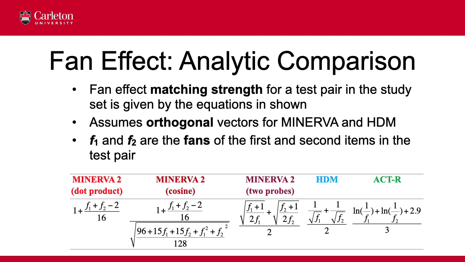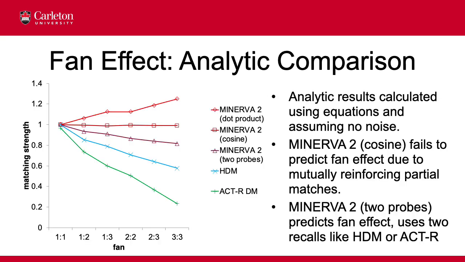If we assume perfectly orthogonal vectors, the matching strength for a test pair that was in the study set is given by the equations shown, where F1 and F2 are the fans, respectively, of the first and second items in a test pair. Now that we can compute the exact values for the matching strengths for Minerva, we find that the model is not actually constant across different fans when using the vector cosine.